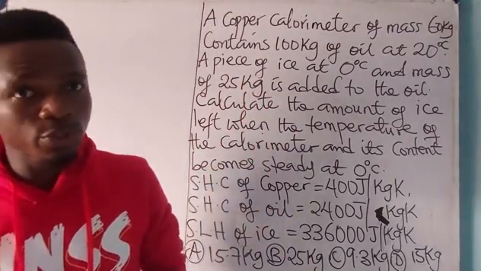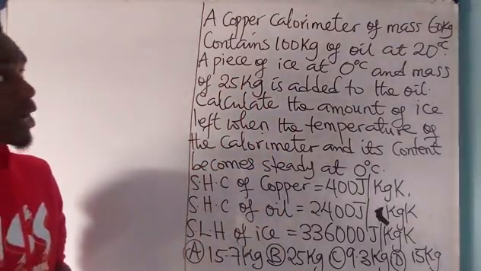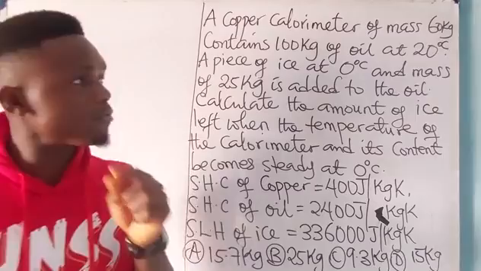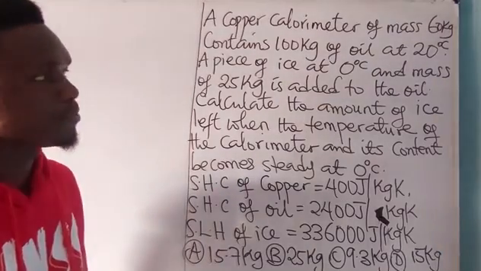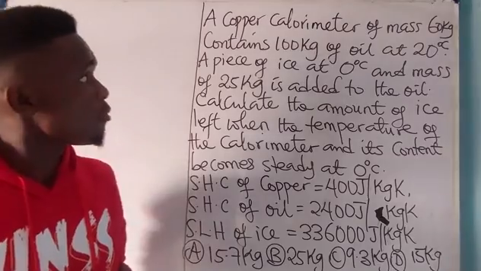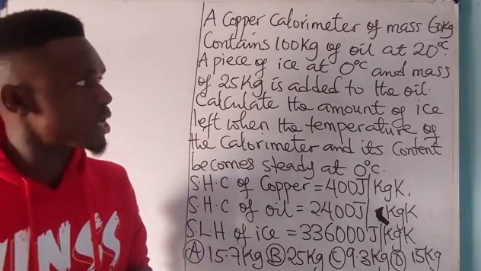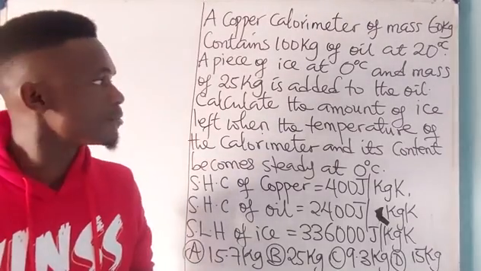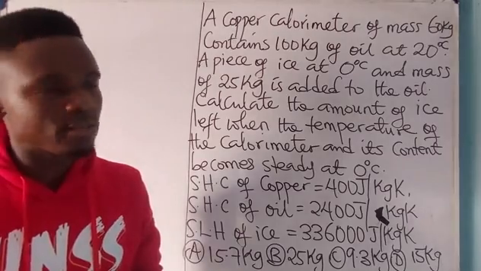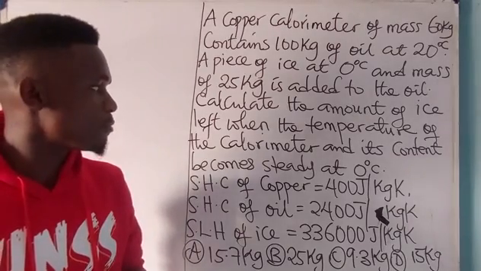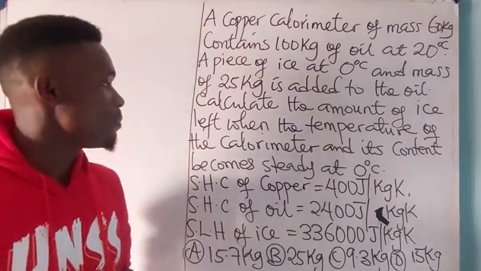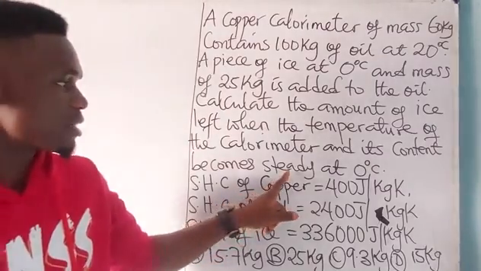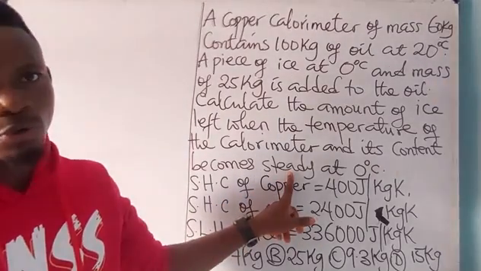You have a question on the board. They said a copper calorimeter of mass 60 kg contains 100 kg of oil at 20 degrees Celsius. A piece of ice at 0 degrees Celsius and mass of 25 kilograms is added to the oil. Calculate the amount of ice left when the temperature of the calorimeter and its contents becomes steady at 0 degrees Celsius. The word steady means equilibrium temperature, or final temperature, or stable temperature.